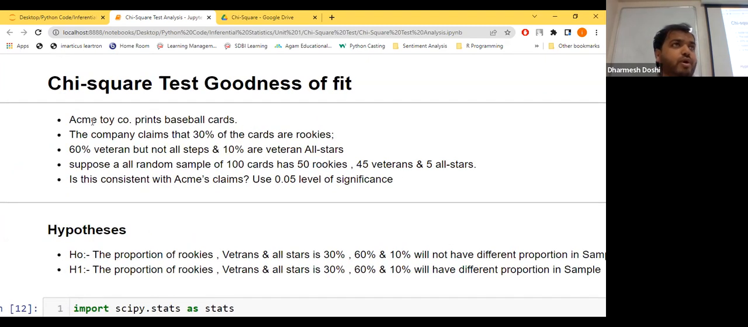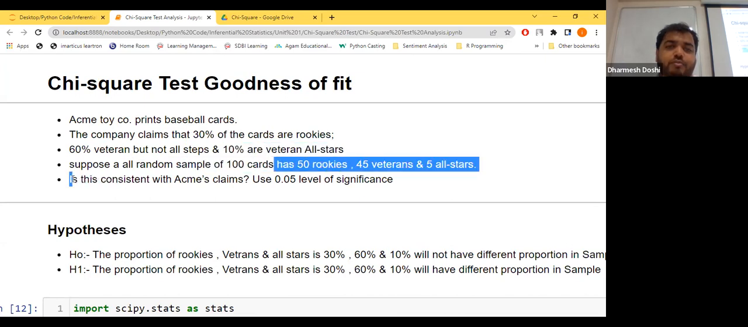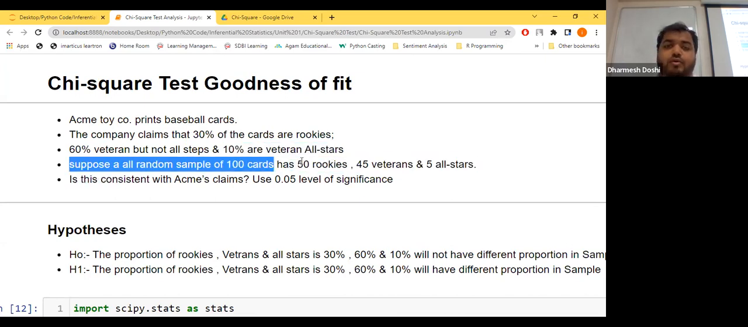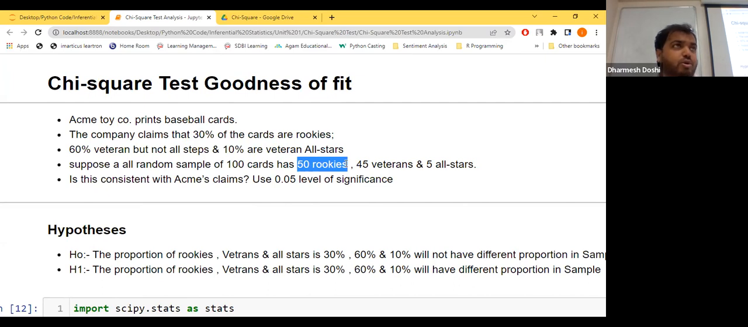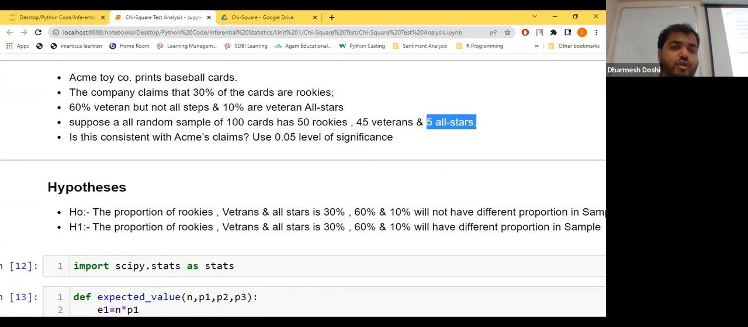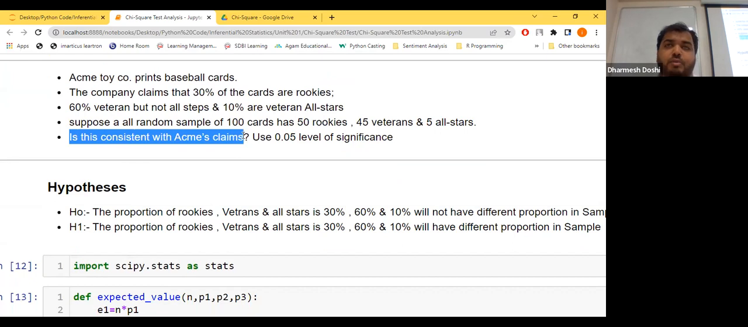A toy company prints baseball cards. The company says the benchmark is 30% will be brokerage, 60% will be veteran, and 10% will be all-star. Suppose a random sample of 100 cards has been picked up. Out of 100, 50 are brokerage, 45 are veteran, 5 are all-star. So here we ask, is this consistent with Acme's claim?